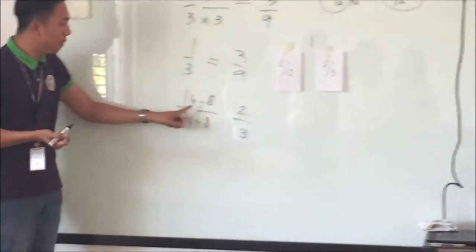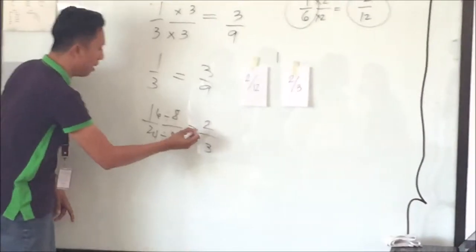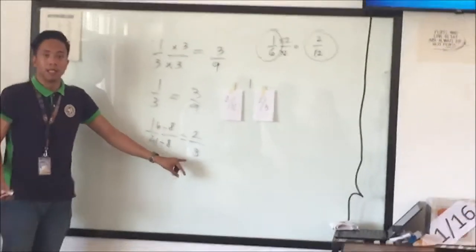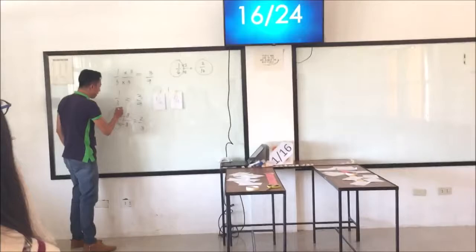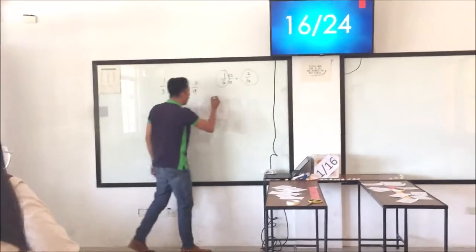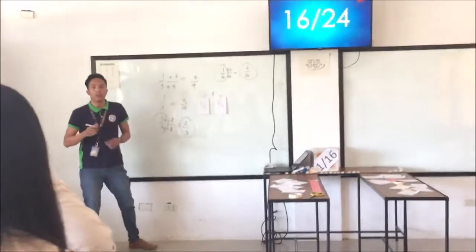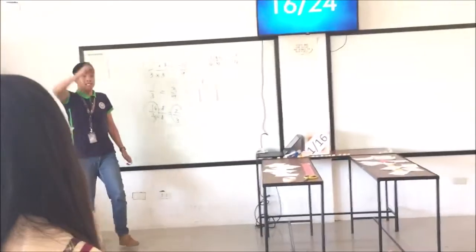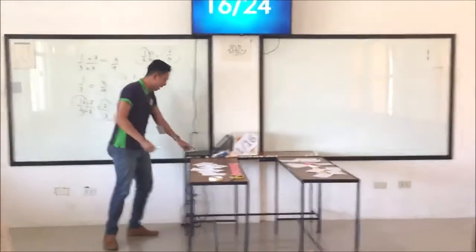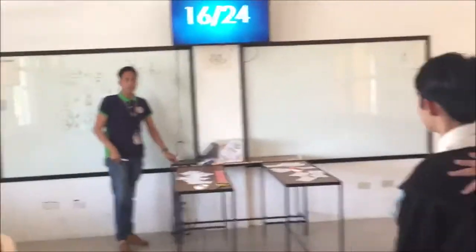So therefore, 16 divided by 8 is 2. 24 divided by 8 is 3. So therefore, 16 over 24 is equivalent to 2/3. Another 1 point for the group of Reading. Moises, third number please. Ready and go.